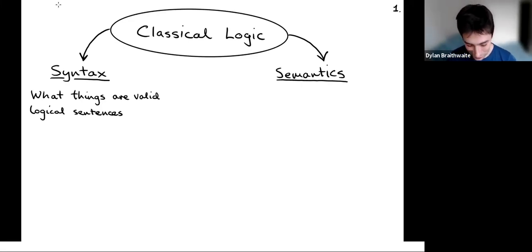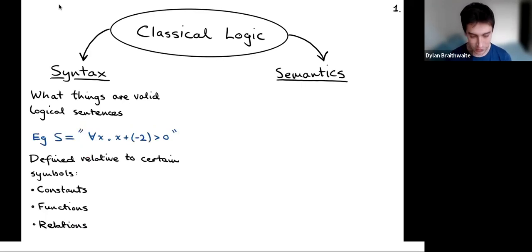So we can come up with things that look like: for all x, x plus 2 is greater than 0, whatever. And we'll just think of this as a string of symbols that's part of the syntax of the language. Syntax is usually defined relative to certain symbols that generate the syntax. So we'll have constant symbols, which in the previous example might be something like a 2 or a 0.